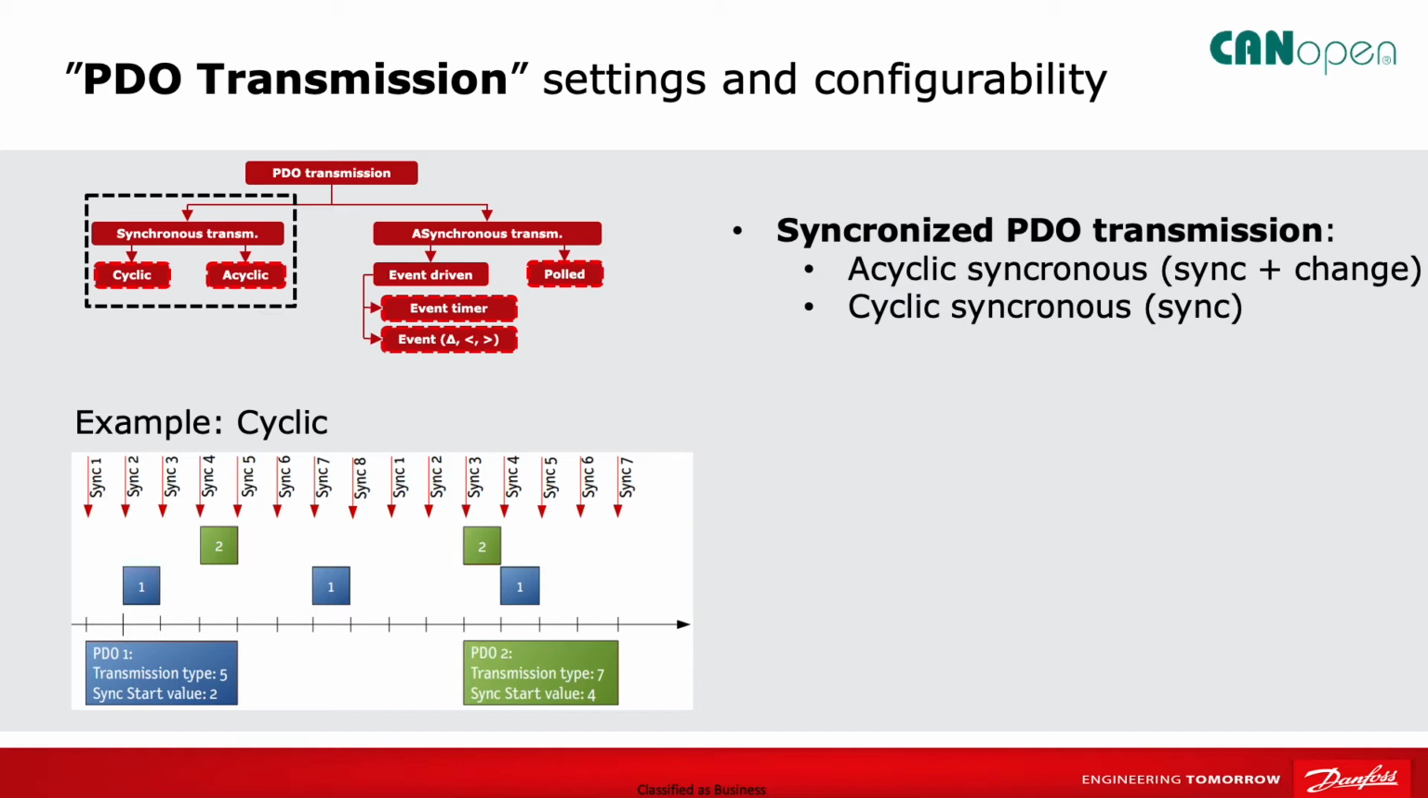This is PDO 1, and here we define a start sync. That means it has to be sent out the first time on sync 2, and then it says transmission type 5. This means that after the start, every fifth sync it needs to send a PDO. The green one starts at 4, and the gap between each of them is now 7 syncs. So this is just how you can set up various devices in your application.